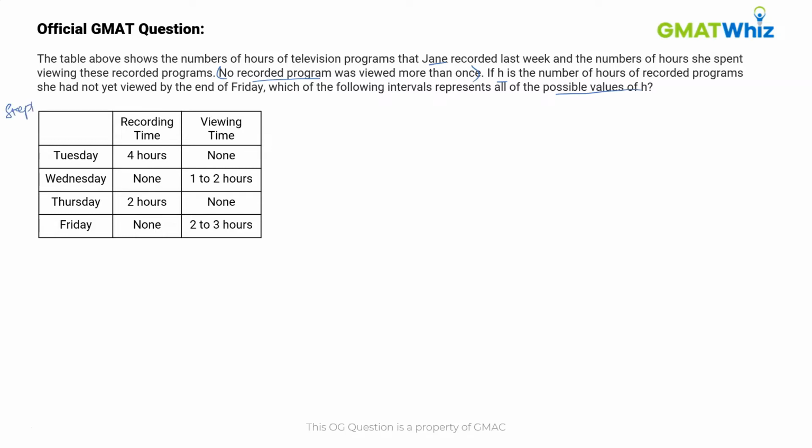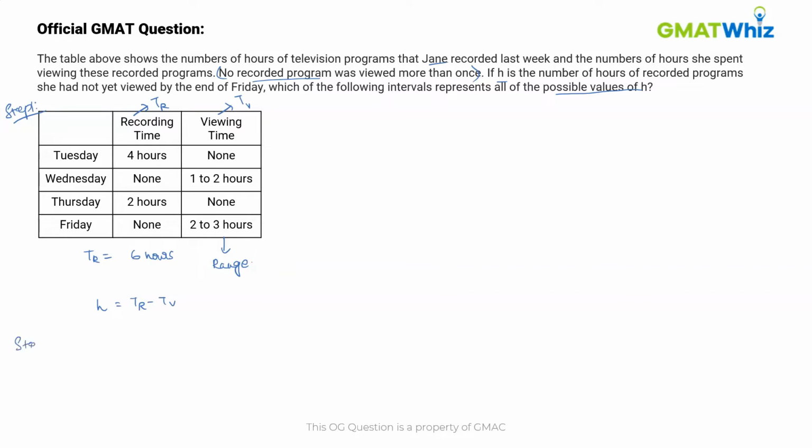In step 1, if we denote the recording time as TR and viewing time as TV, then the sum of TR will be equal to 4 plus 2, which is 6 hours. And for the viewing time, we don't have exact values, so this is understandable that we have to calculate this using a range. Now, if H is the number of hours of recorded programs that she had not yet viewed, that means the value of H is equal to TR minus TV.